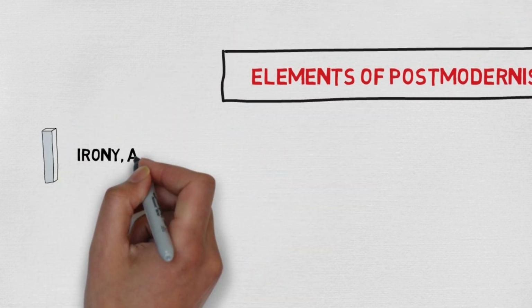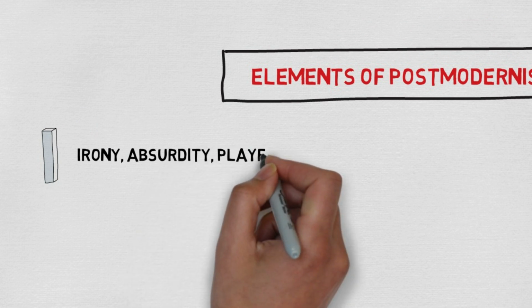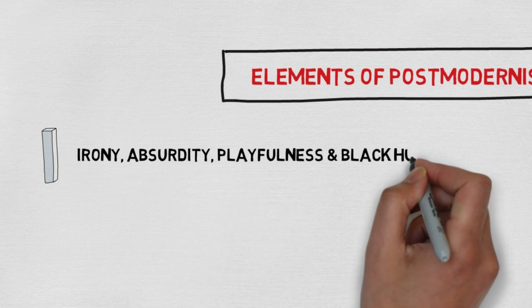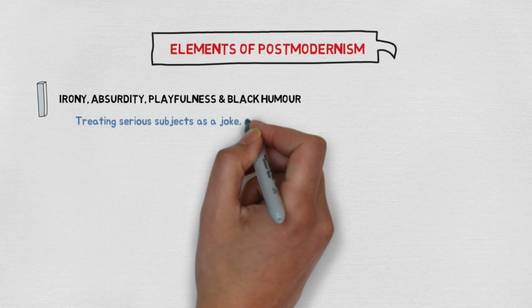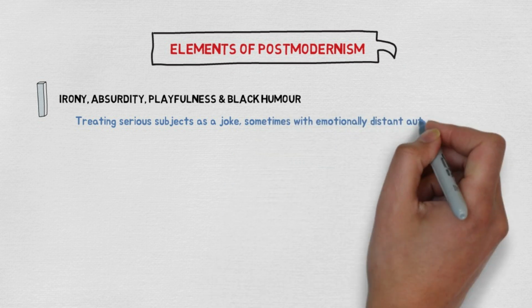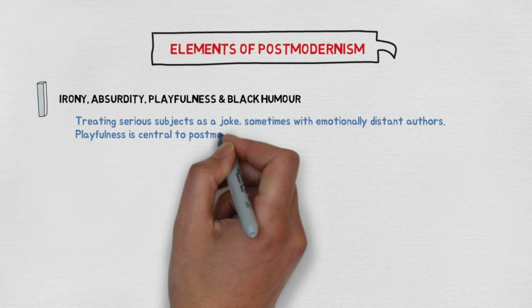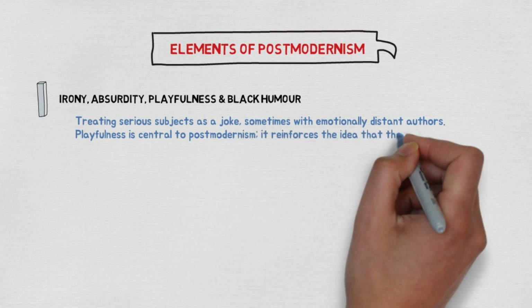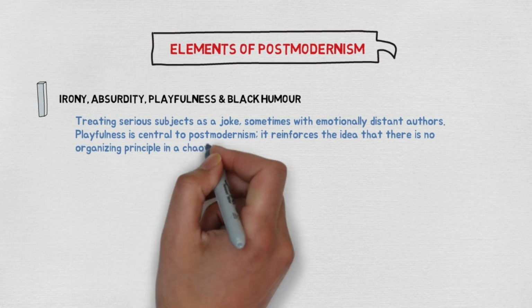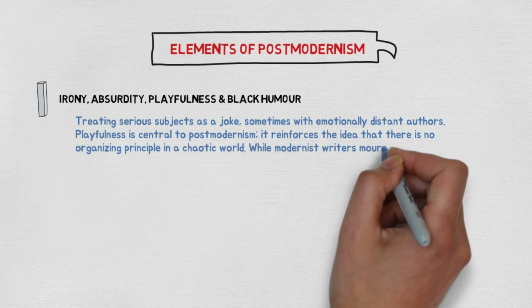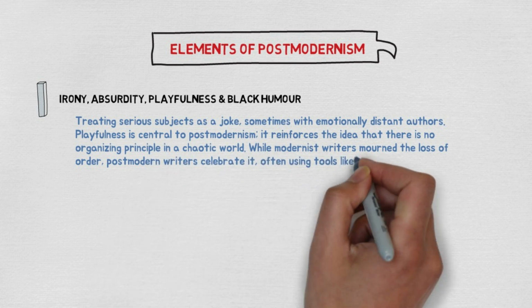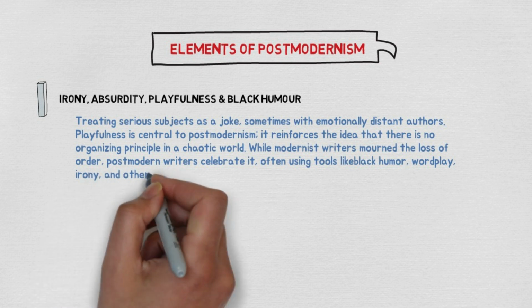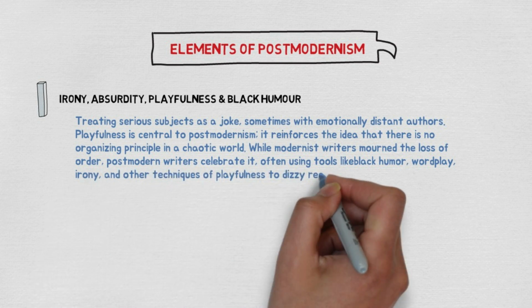The number one element of postmodernism is irony, absurdity, playfulness, and black humor. So, these all are treating serious subjects as a joke, sometimes with emotionally distant authors. Playfulness is central to postmodernism. It reinforces the idea that there is no organizing principle in a chaotic world. While modernist writers mourn the loss of order, postmodern writers celebrate it, often using tools like black humor, wordplay, irony, and other techniques of playfulness to deceive readers and muddle the story.